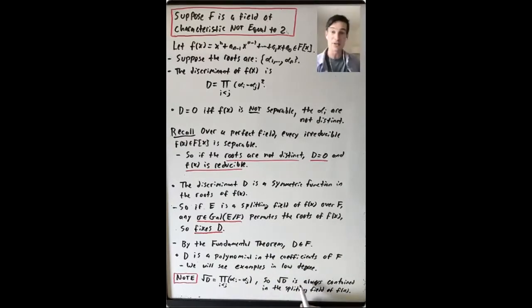So we're going to want to understand, what do elements of the Galois group of this splitting field do to this element square root of D? It gives us an interesting element in the splitting field to think about. Okay, so I'll pause and erase, and I'll talk more about this idea.